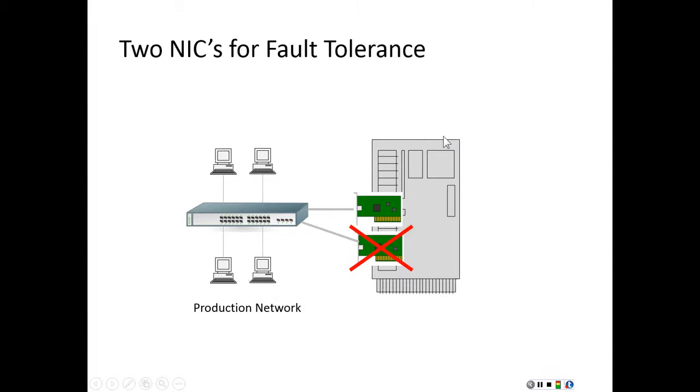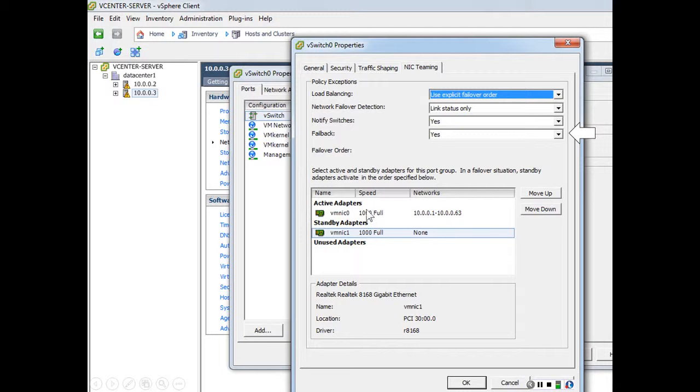Now, failback is when the first network interface card comes back online, and then all traffic can go back to the first network interface card. Failback is typically configured for yes.